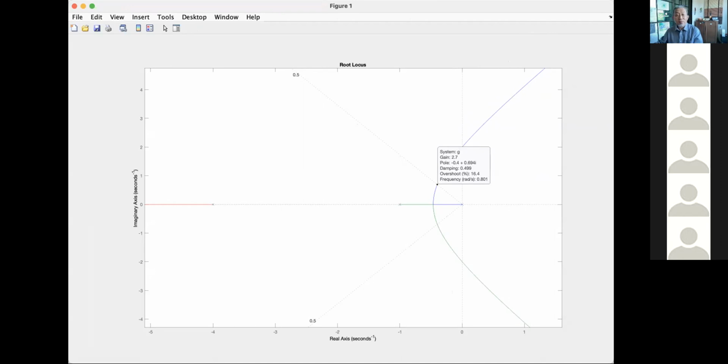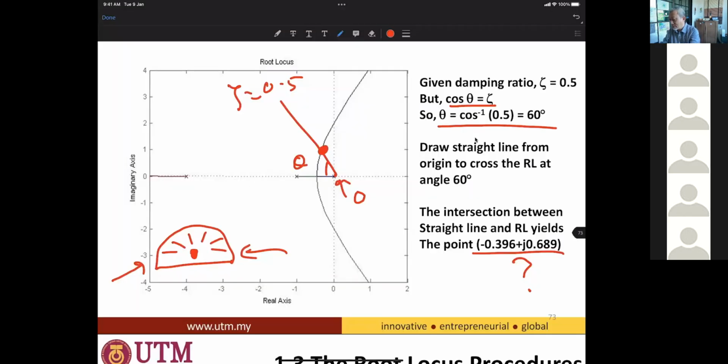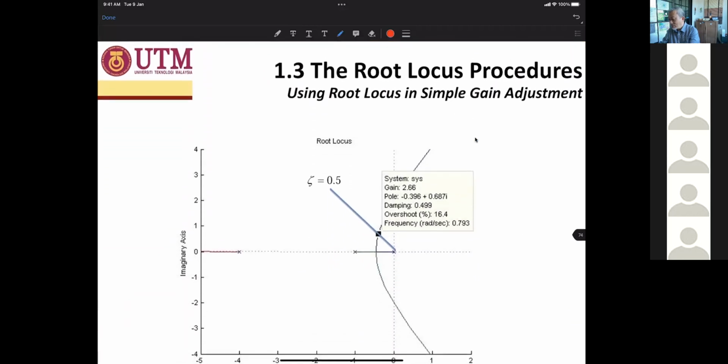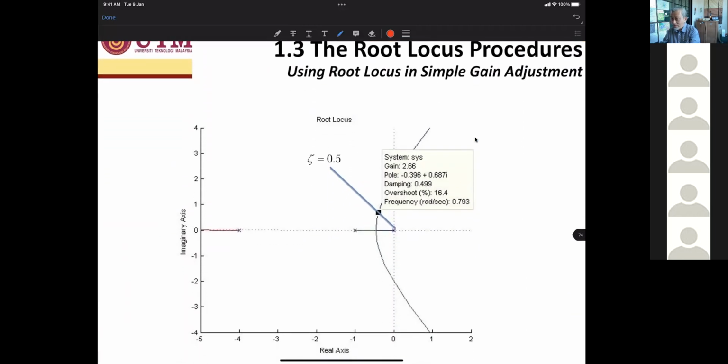All right. So that is the point using MATLAB. Okay. So we continue. Okay, so this is the point. Okay, so I enhance already using paint. So I get the value there. Okay, and the gain is 2.66. Okay, how do I get 2.66?